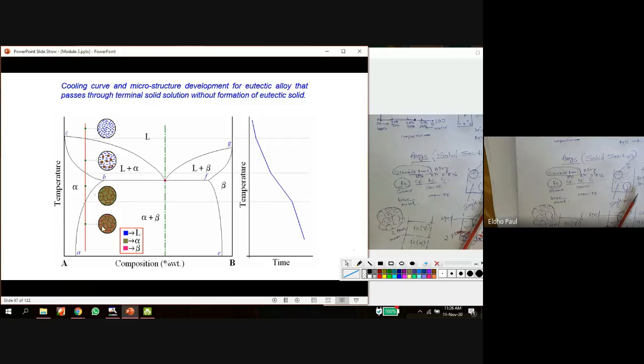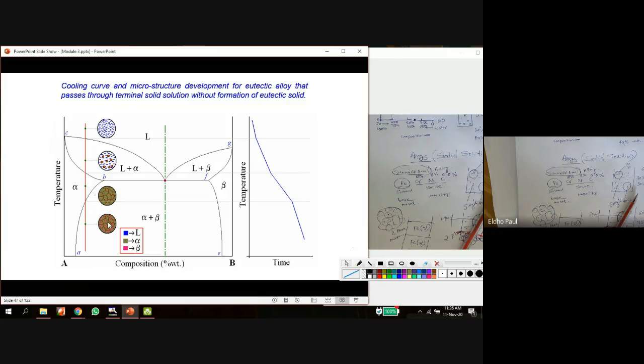So this is an alpha plus beta alloy. But at this point, this is alpha. Here we cannot see any beta particles, no pink dots. Here we can only see alpha particles. So this is a homogeneous single-phase alloy, but this is a heterogeneous multi-phase alloy.